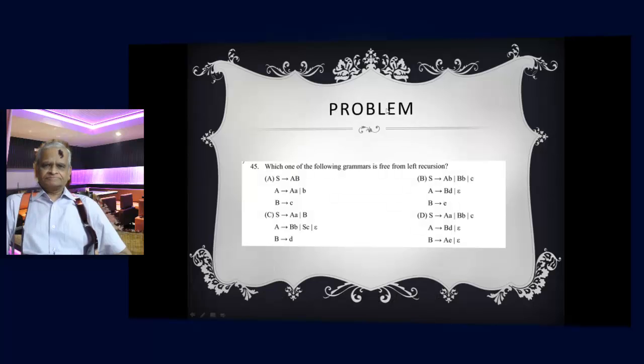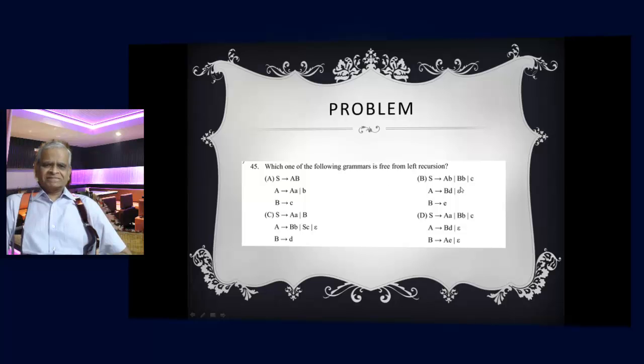Here is the problem. It says which one of the following grammars is free from left recursion. One important thing about GATE questions, every word should be carefully read. Here we talked about one of the choices. We are told they are grammars. As per the syllabus, there must be the Chomsky hierarchy. We are told that of the 4, one alone is free from left recursion.